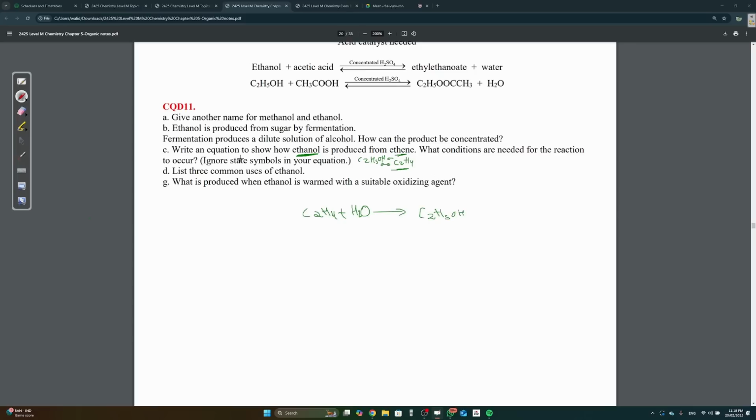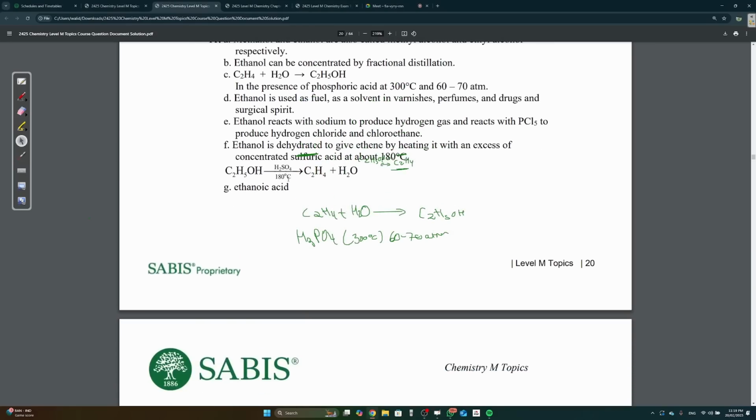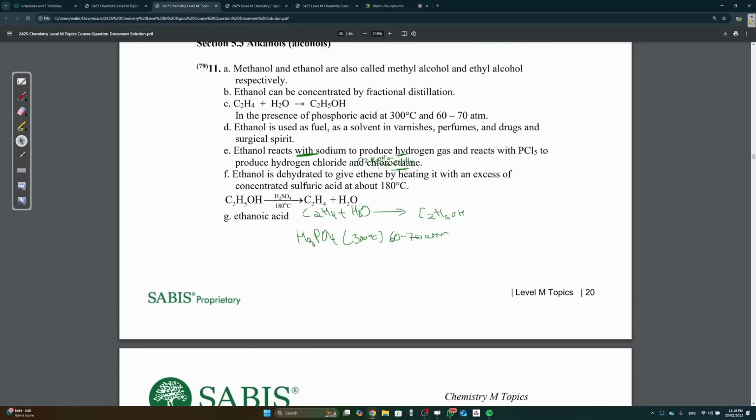What conditions are needed for this reaction to occur? H3PO4 at 300 degrees Celsius and 60 to 70 atmospheres. In the presence of phosphoric acid. Phosphoric acid is H3PO4.